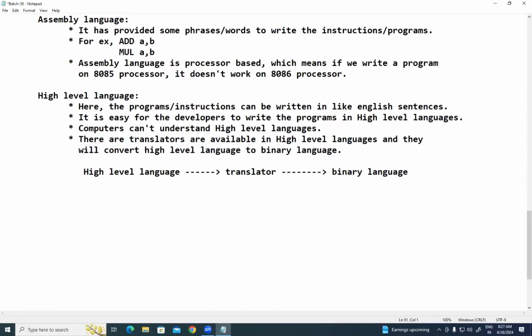As of now, translators are available for high-level languages like Java, Python, .NET, etc., to convert or translate that high-level language program into binary language or machine language. Am I clear? So translators are available for them only. But translators are not available for other languages like French, German, Hindi, Greek. We don't have any translators available.